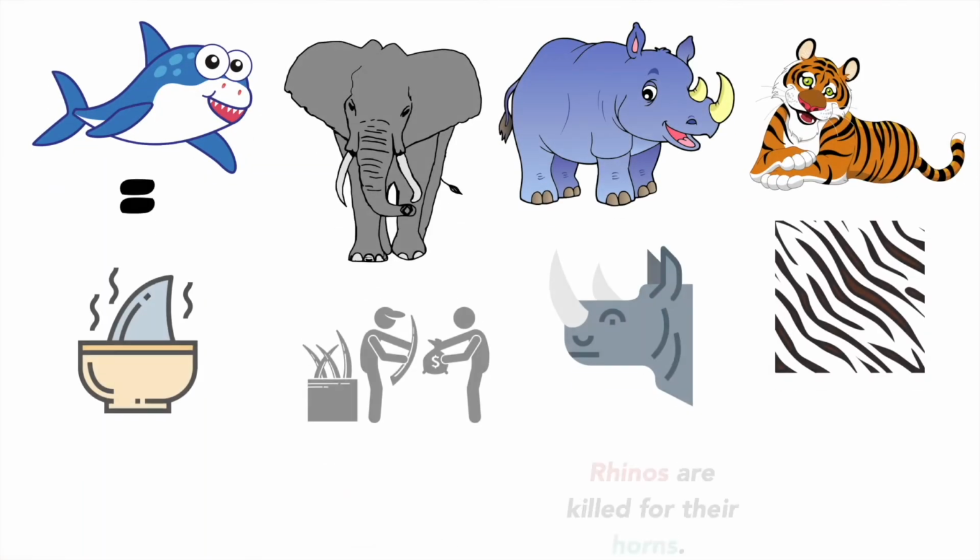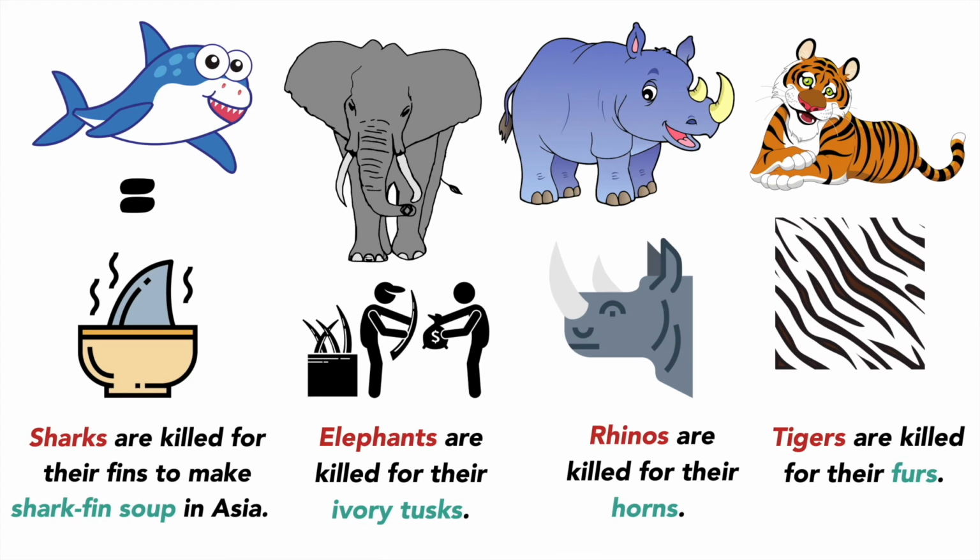Similarly, sharks are killed for their fins to make shark fin soup. And the demand for these shark fins is so great that many shark species are at risk of extinction, and as many as 100 million sharks are killed each year. Elephants, on the other hand, are killed for their ivory tusks. Rhinos are killed for their horns, and tigers are also killed for their fur.